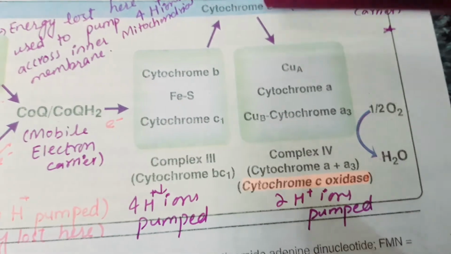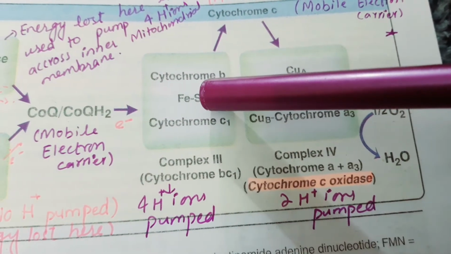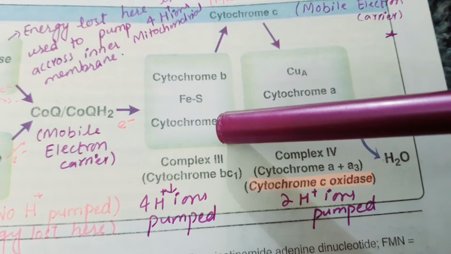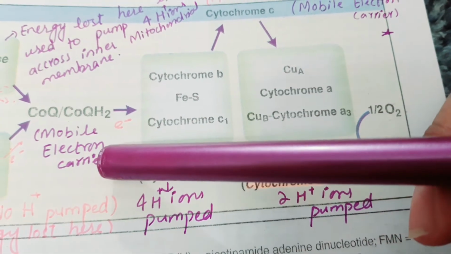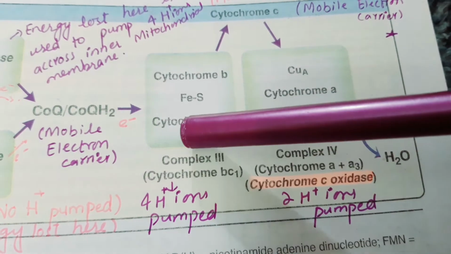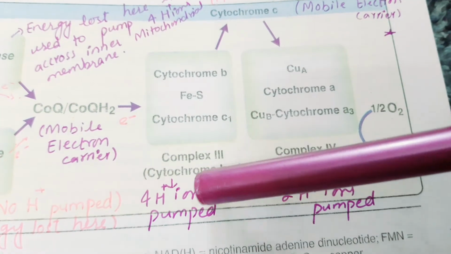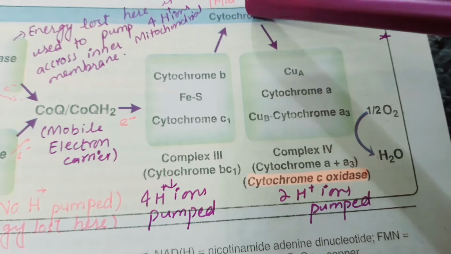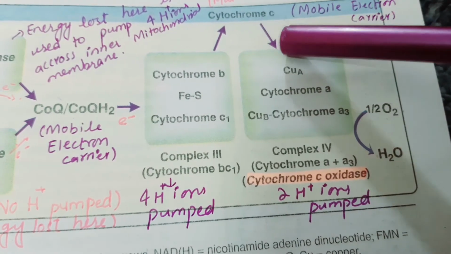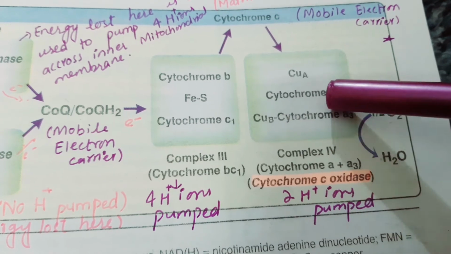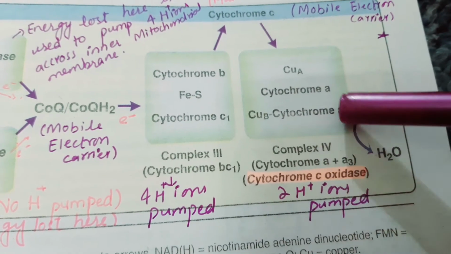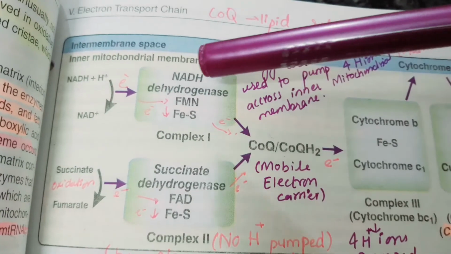Complex 3 contains cytochrome B, iron sulfur center and cytochrome C1. Electrons are then transferred to this complex, which is also known as cytochrome BC1, and from this complex electrons are transferred to cytochrome C, which is also a mobile electron carrier, and then to copper containing cytochrome A plus A3. And during this transfer of electrons, energy is released.